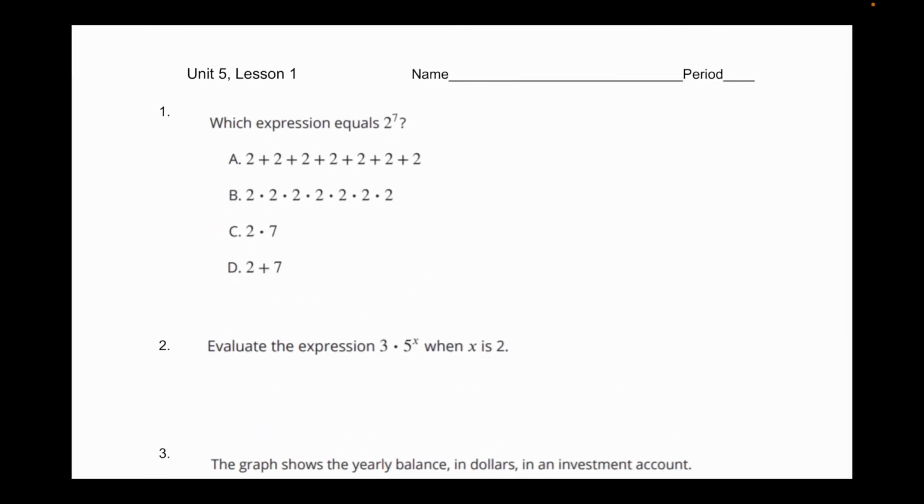Illustrative Math Algebra 1. So let's start here with question number 1. Which expression equals 2 to the 7th power? What we're really asking is what does it really mean to say 2 to the 7th power? That means we're multiplying it by itself 7 times. So that is going to be choice B here: 2 times 2 times 2 times 2 times 2 times 2 times 2. So it means multiplying it by itself just that many number of times.